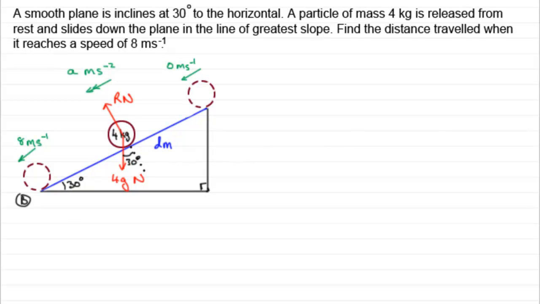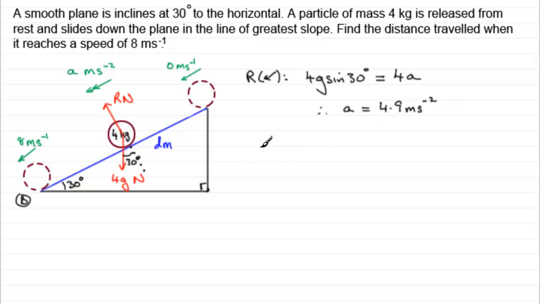So the first thing that we need to do is get this acceleration by considering Newton's second law by resolving downwards in the direction of motion. So resolving downwards, we end up with our force down the plane is the component of the weight, 4g sine 30 degrees. That's the only force acting down the plane, and that's going to be equal to the mass 4 times the acceleration a. And if we divide both sides by 4, you end up with a equaling g sine 30, which turns out to be 4.9 meters per second squared.